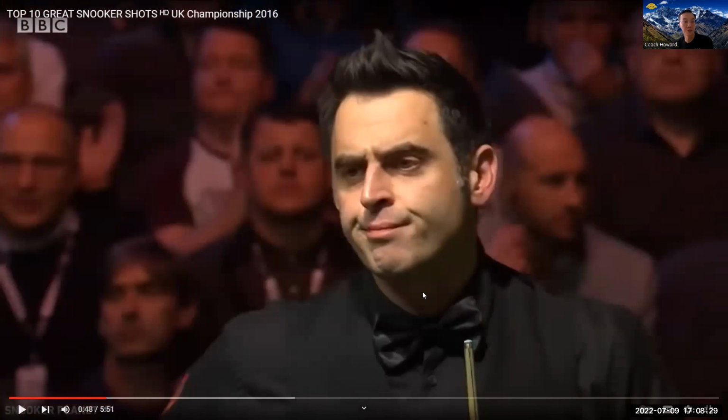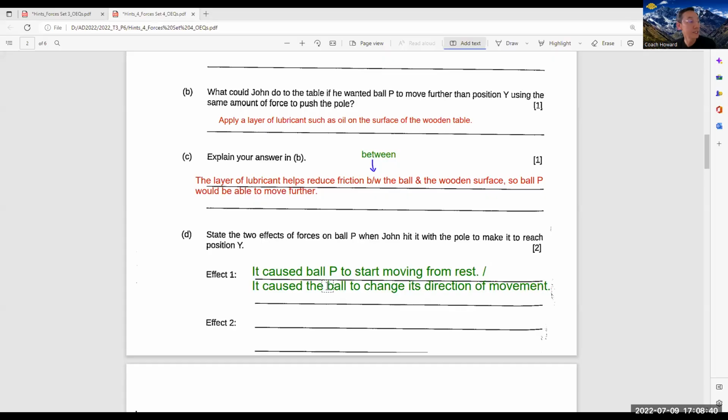Okay, so this is how this thing works, using the pole to hit the ball. Let's continue with the question here. It caused ball P to start moving.